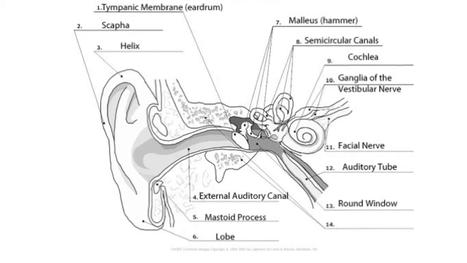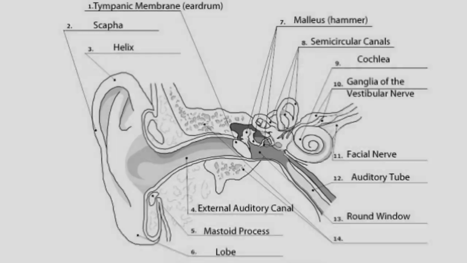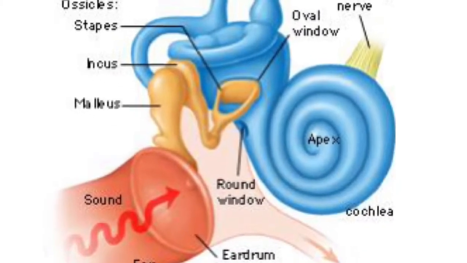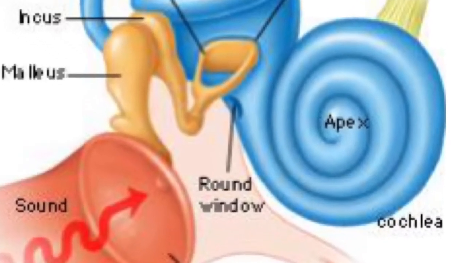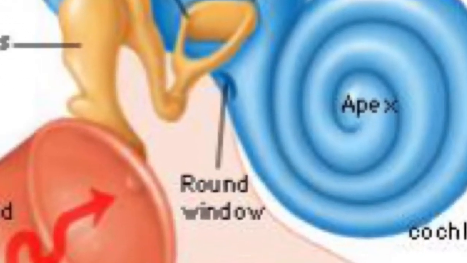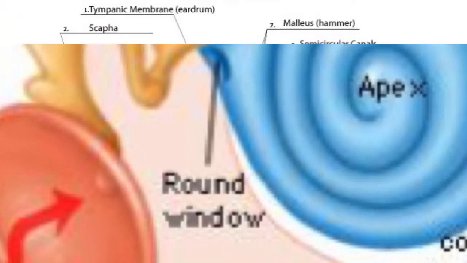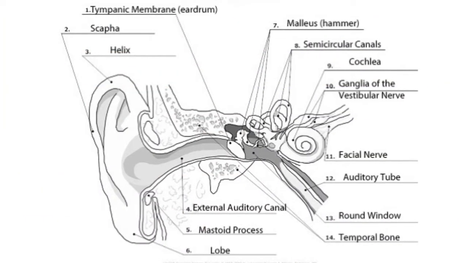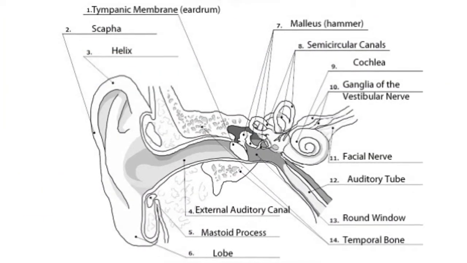The next part of the ear is called the round window. Round window, a membrane-covered opening between the middle ear and the cochlea, allows for pressure changes between the middle ear and the cochlea. The last part of the ear you will learn about is called the temporal bone.